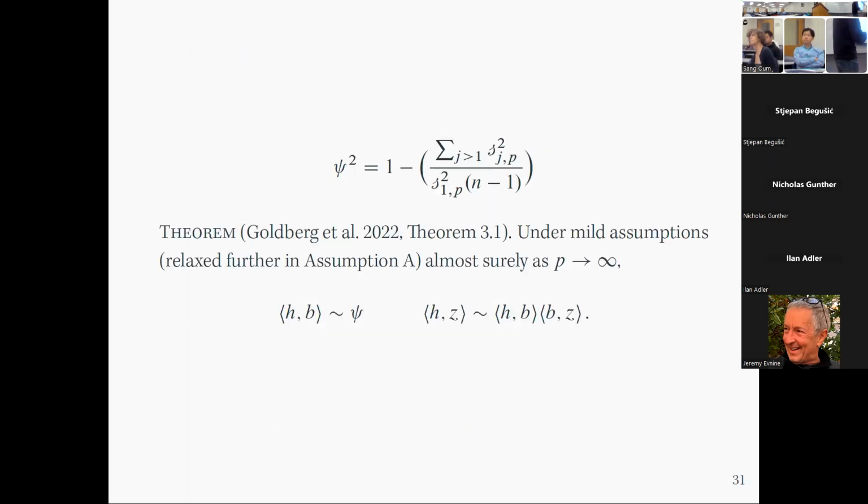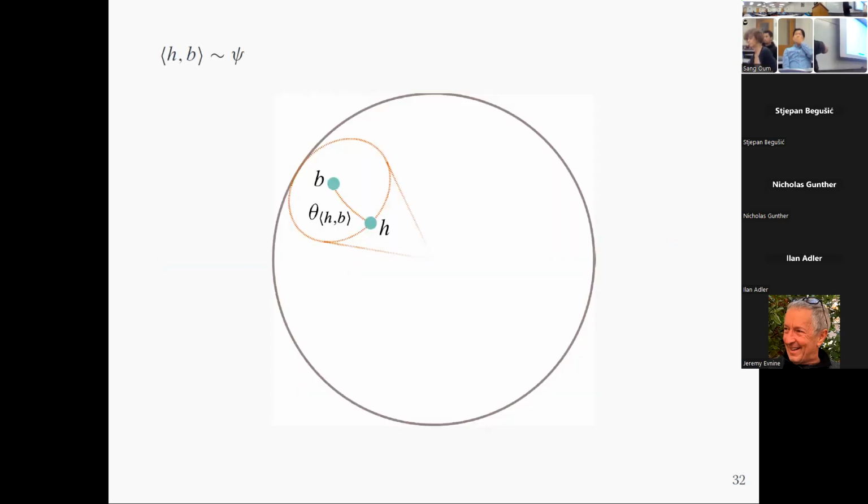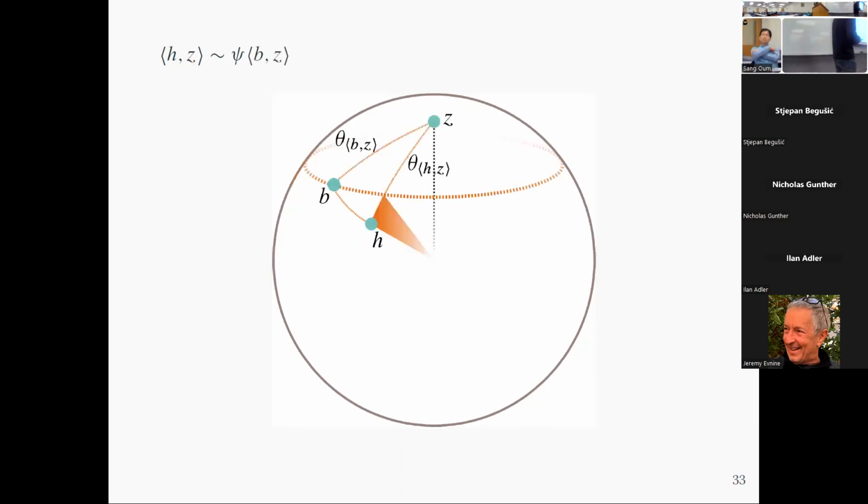That's this part of the result, the first part of the result, the H dot B is equal to psi. That's the visual representation of that. We know how far H is away from B. The next part is to look at the second part of that theorem, which has the following visual representation.